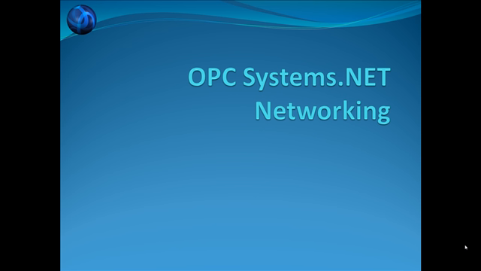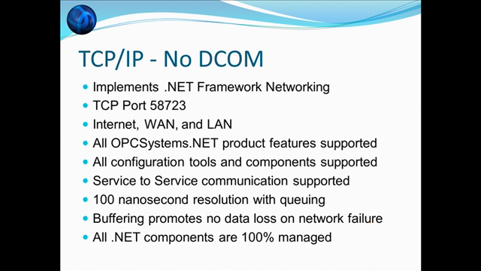In this presentation, we're going to demonstrate how easy it is to network the OPC Systems.Net product features for remote connections. OPC Systems.Net utilizes a TCP/IP connection, so there's no DCOM involved in the network connections, so that has many advantages for us. OPC Systems.Net implements the .NET framework built into the Windows operating system. It runs over TCP port 58723, so it's easy to get through your firewalls.